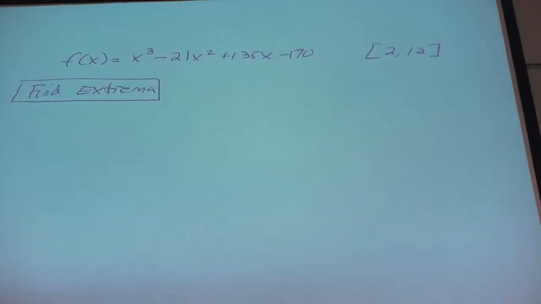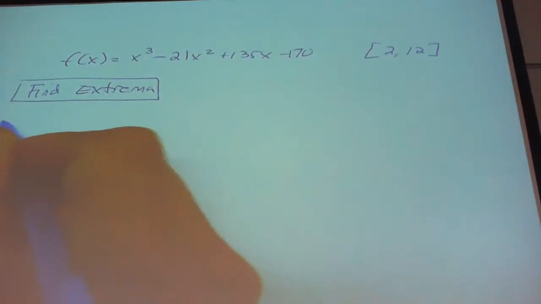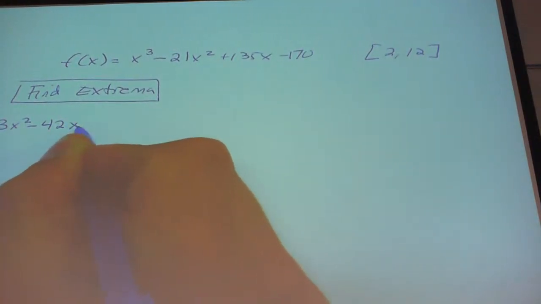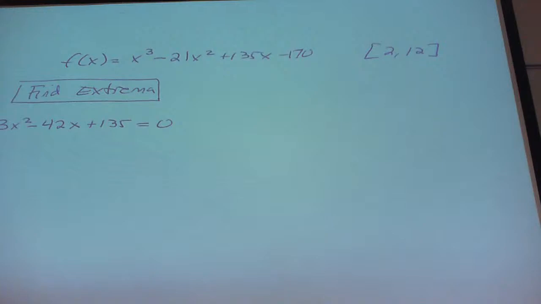Okay, so I want to give you a head start because you're going to find out where you get stuck is not anything to do with the extrema. So for the extrema, you take the first derivative, which is 3x squared minus 42x plus 135, and set it equal to 0. Okay? And then the problem that I may have is not that I don't know how to take the first derivative, it may be what? Factoring.